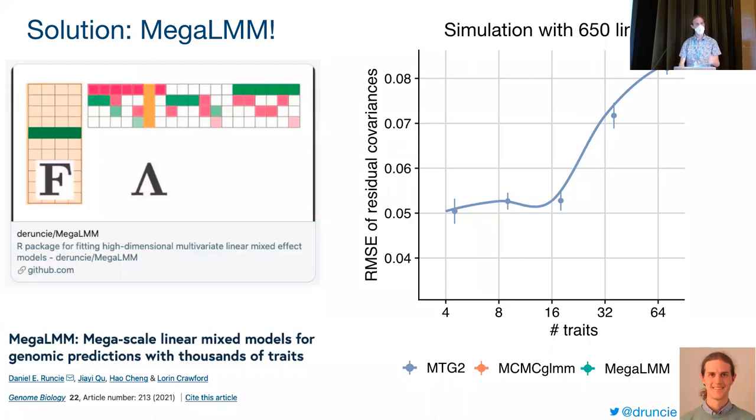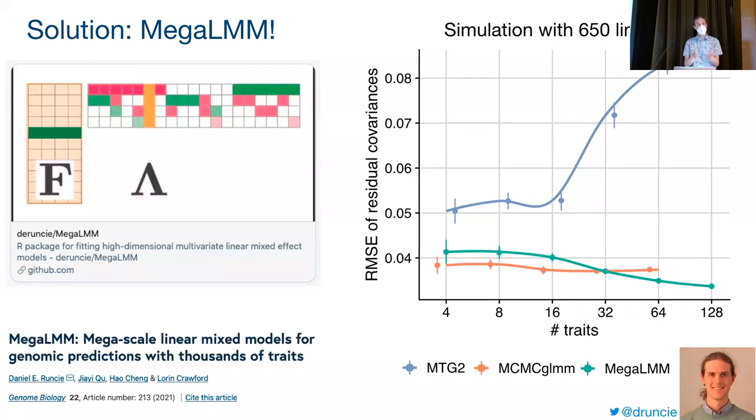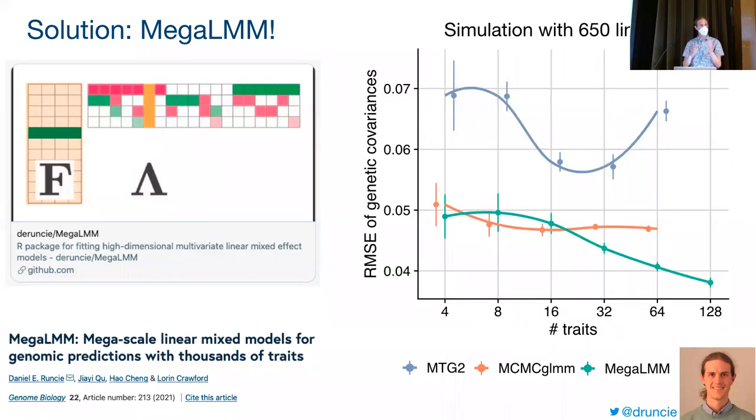If we use Bayesian methods like MCMCglmm or our MegaLMM, we actually do better overall because the prior regularizes these estimates. And one thing we see is that under what we think are realistic scenarios with MegaLMM, the more traits we put in, the better it works. That was in this case the residual covariance. If we look at the genetic covariance, which is also important to estimate, we get the same patterns. I want to point out that I only have a point here for 120 traits for MegaLMM. I didn't even try to do it with these other programs.